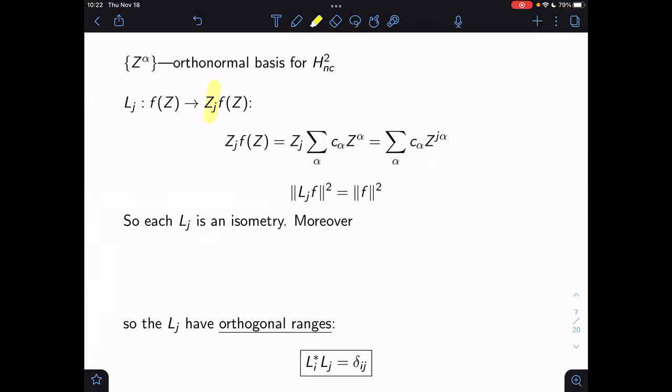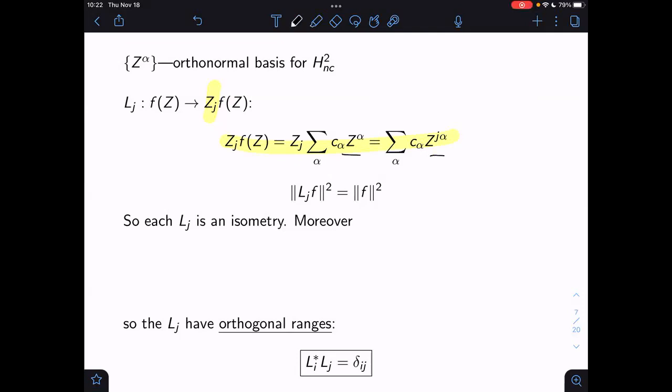And once you figure out what happens on the left, it sort of transparently has a right version. So let's talk about the left. So I have these left shifts. I'll write this L_j for the left shift by Z_j. So I just take my power series, I multiply by Z_j. So the monomial Z^alpha gets shifted to the monomial Z_j Z^alpha.